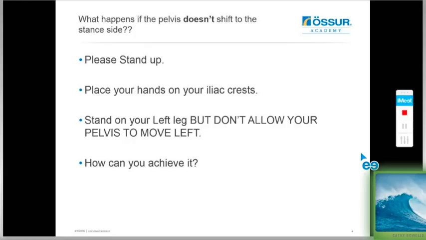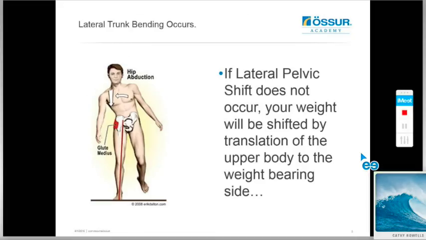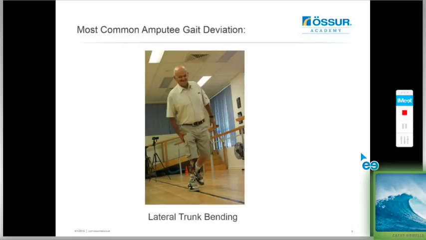Often I see when I'm delivering this in person that people have a lot of difficulty and tell me that it can't be done. It can be done if you shift your weight using your upper body, and this is called lateral trunk bending. So I'm hoping that you did that little experiment and can see that the only way to stand on one leg without shifting the pelvis is to shift your weight with your shoulders. And so this causes the most common amputee gait deviation that we see in the clinic, which is lateral trunk bending. And you can see that here.